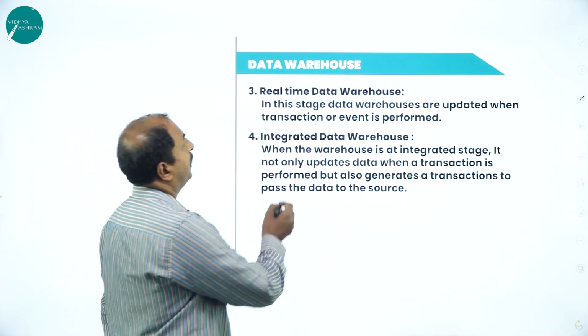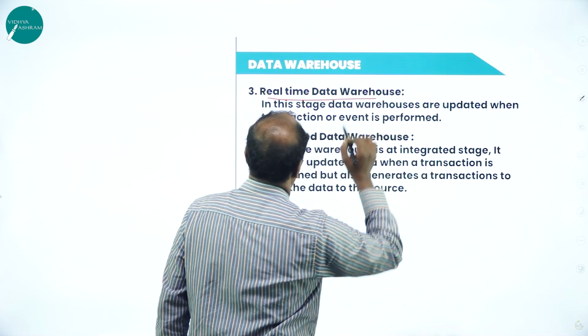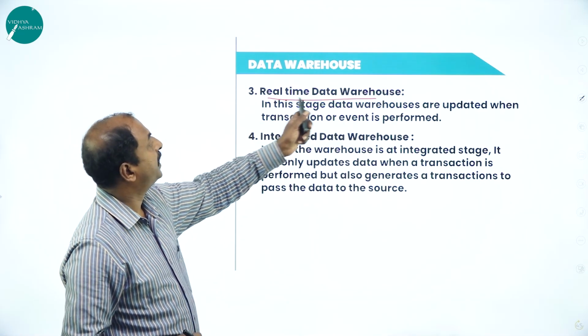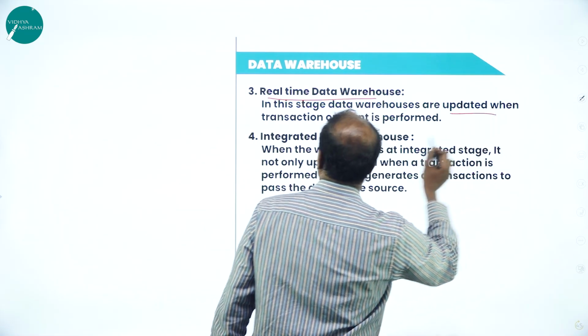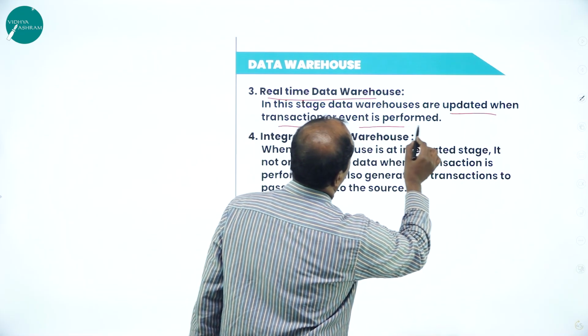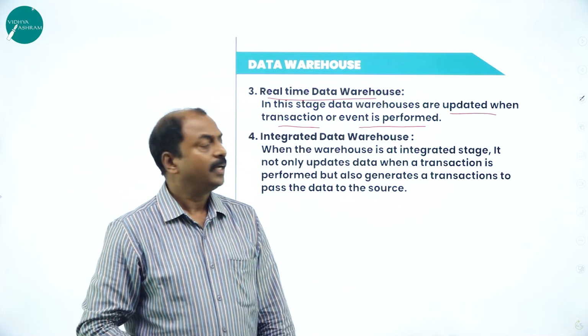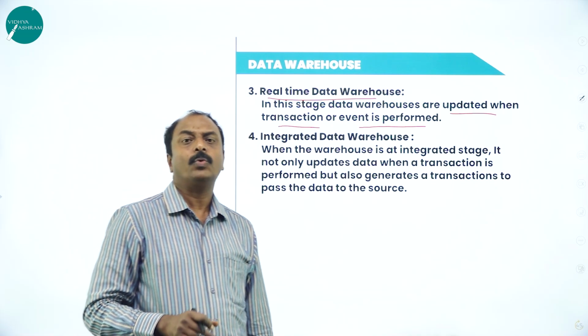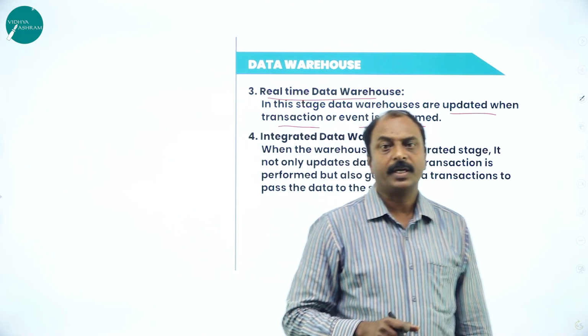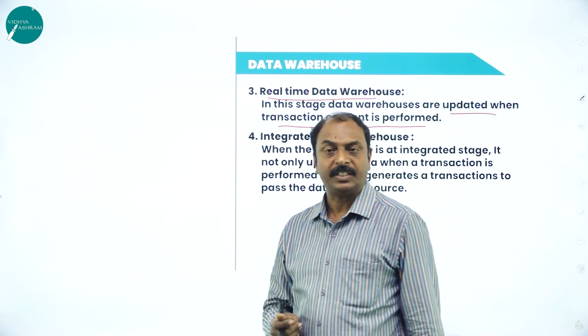Next one is the real-time data warehouse. In this warehouse, the data are updated when a transaction or event is performed. So this is almost like an online data warehouse. You know what online means nowadays. Now I can give an example of a bank transaction.